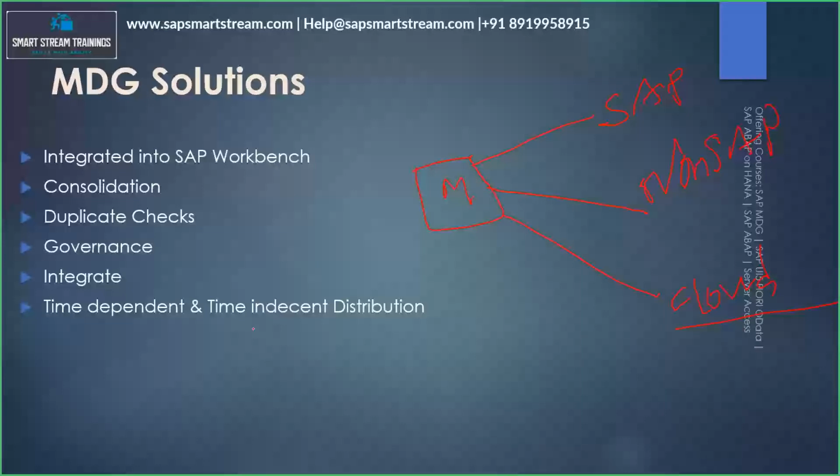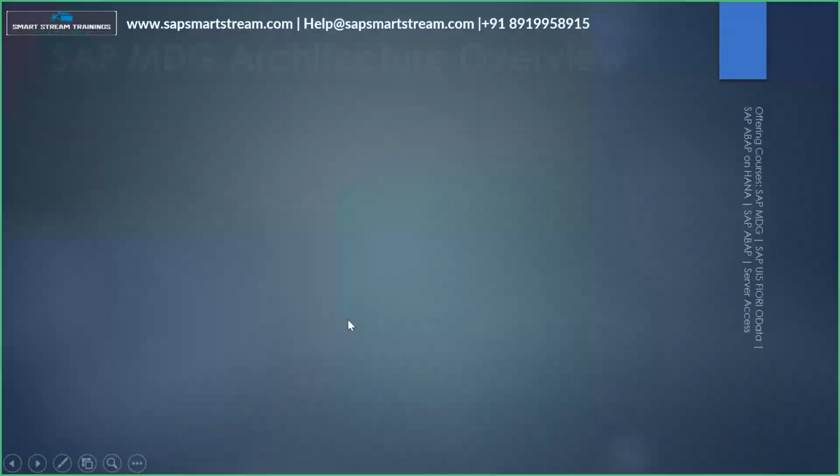And time dependent and time independent distributions. This applies during replication of the data. For example, if you need to replicate GL accounts based on a time period, within the financial year or within the quarter, whichever GL accounts were created, I replicate those GL accounts to the target system. That kind of time frame is time dependent or time independent distribution. Those kinds of solutions are available in the MDG system.